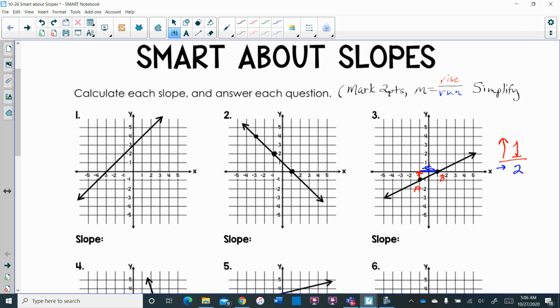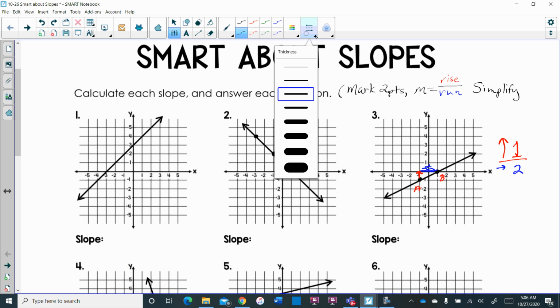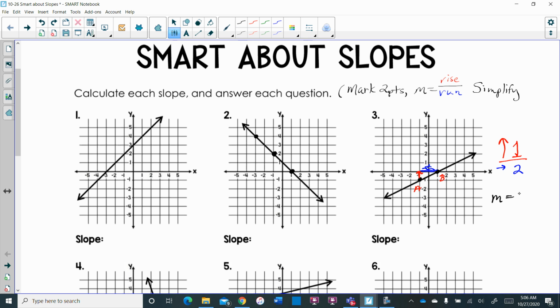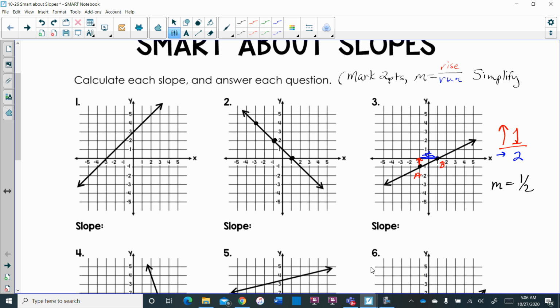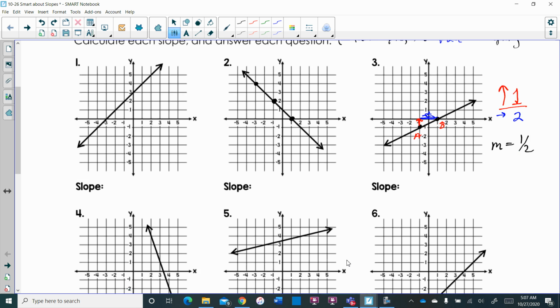If you're doing this on your own paper, at least show the direction that you counted so I can calculate your slope. So here, this slope is just going to be 1/2. Our slope for number 3 should just be 1/2. And it's positive because it's increasing from left to right. So don't forget, the direction the graph is moving, or the steepness, helps you as well.